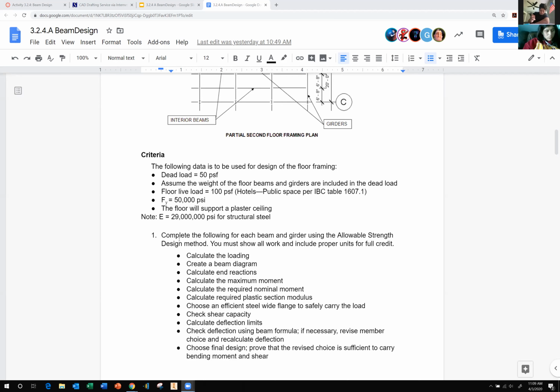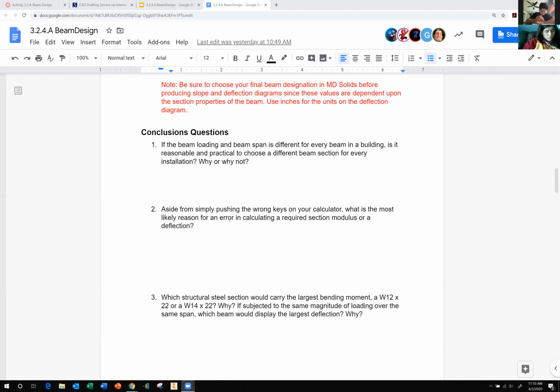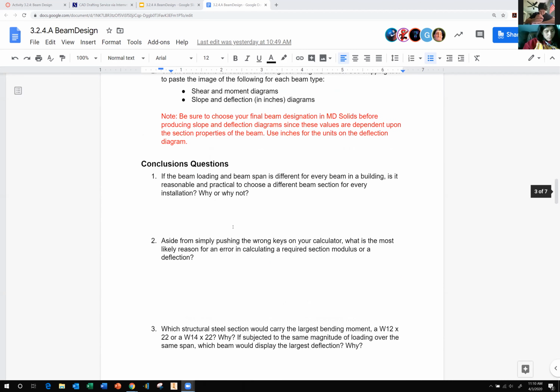And I know that E is equal to 29 million PSI. Okay, now that I know everything, it's going to tell me a step-by-step process by which to solve it. But at this point, I'm going to solve the beam.